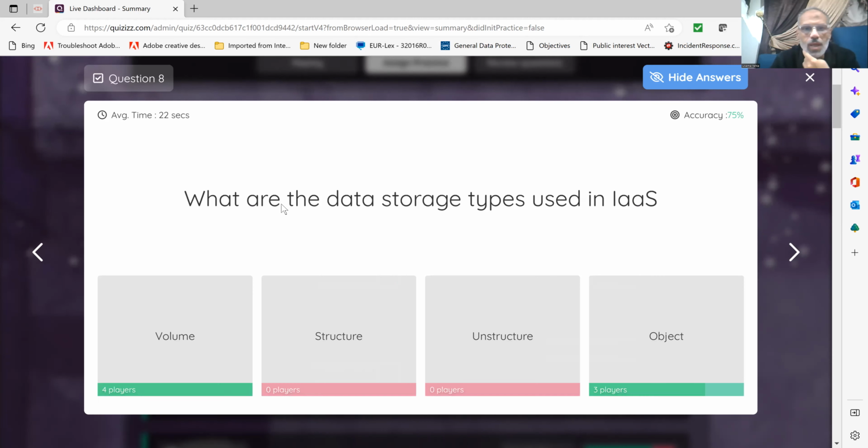What are the data storage types used in ES? In ES, we have two types: volume and object. Volume and object.